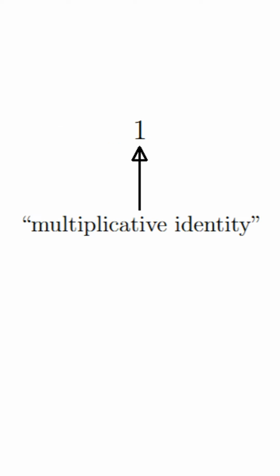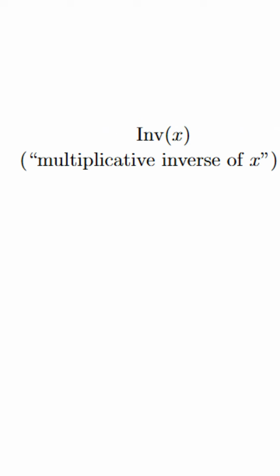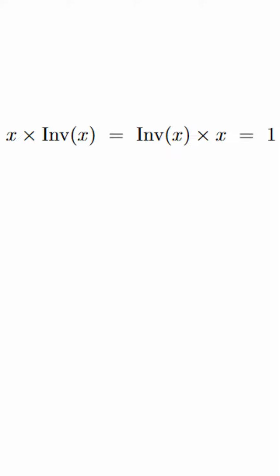The number 1 is called the multiplicative identity, basically because multiplying 1 by any number leaves that number identical. A multiplicative inverse of a number means an object whose product with that number is the multiplicative identity 1.